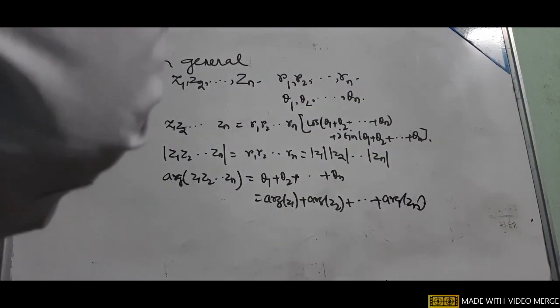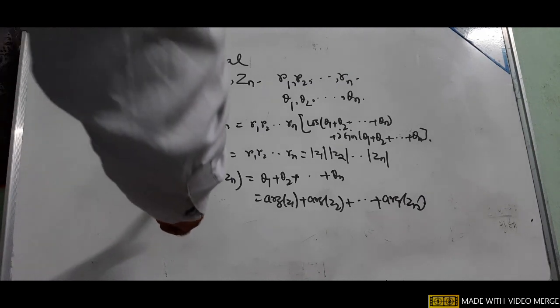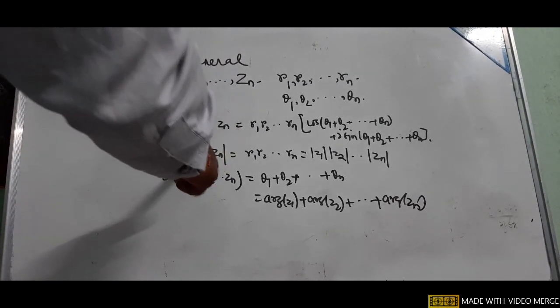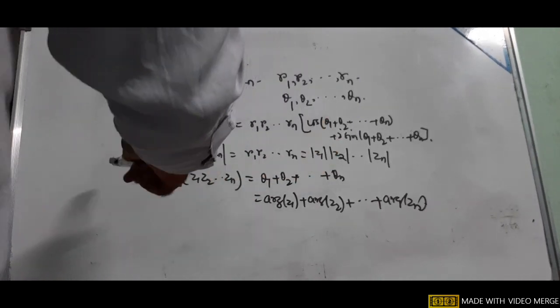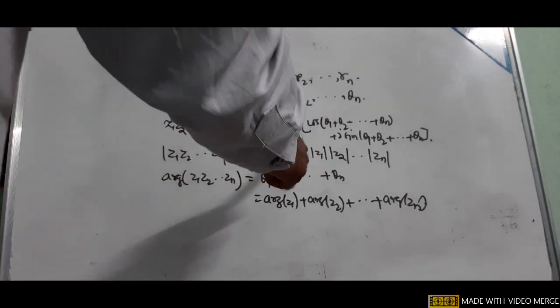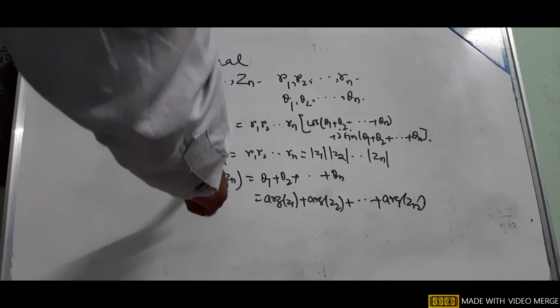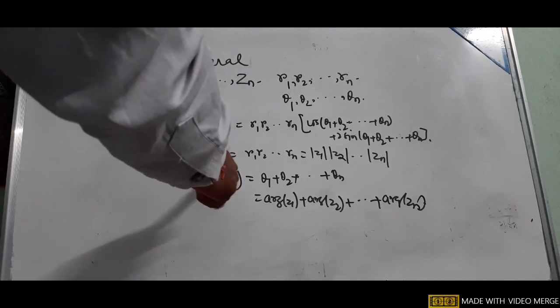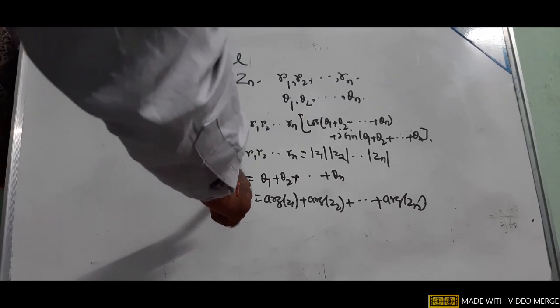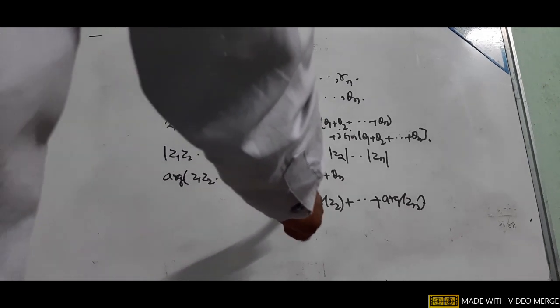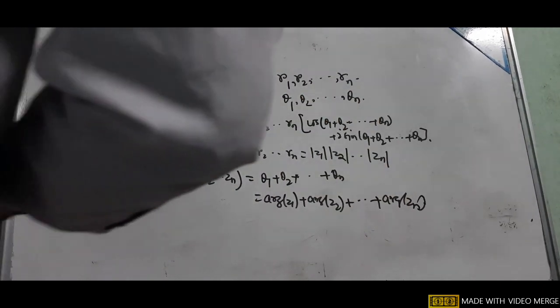Now how is it represented? The modulus of the product of any number of complex quantities is equal to the product of their moduli, and the argument of the product of n complex numbers is equal to the sum of their arguments. So how is it represented graphically?